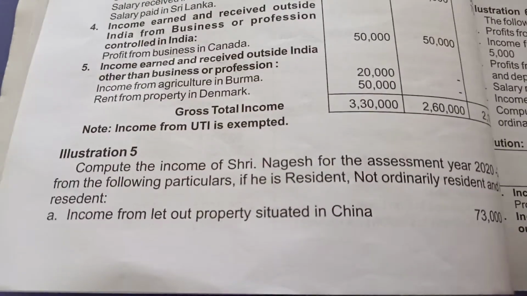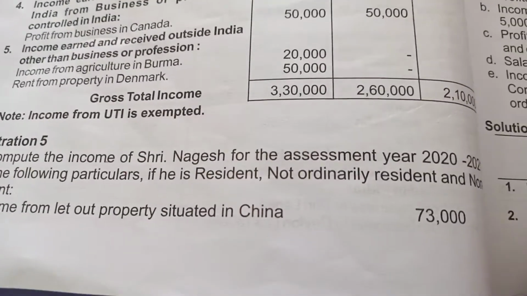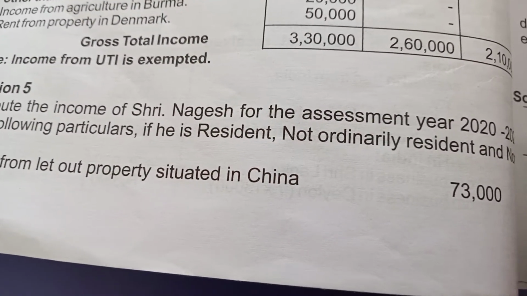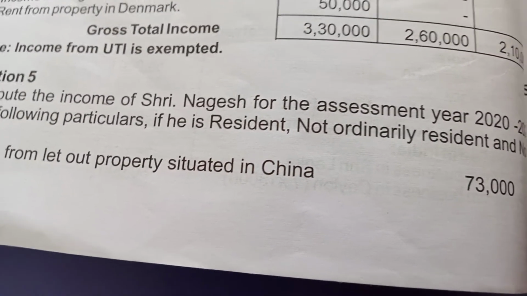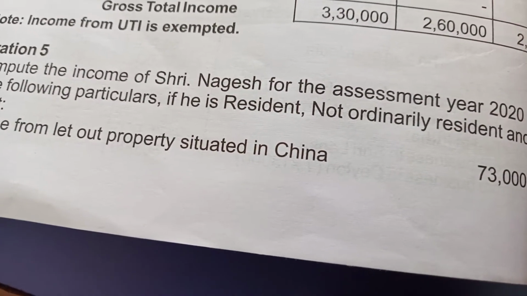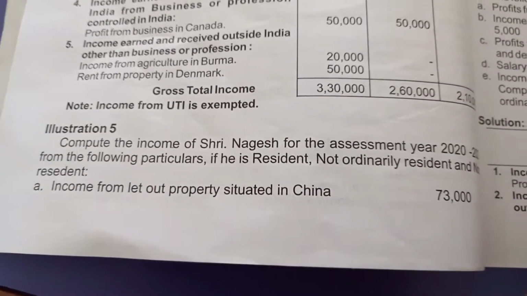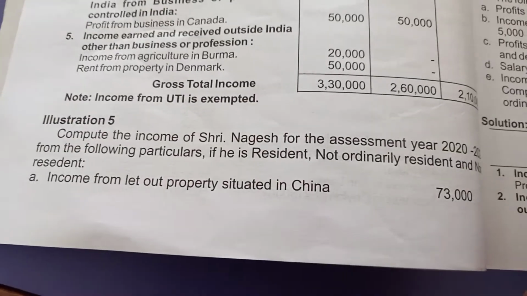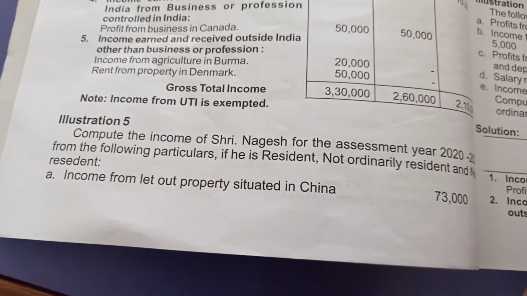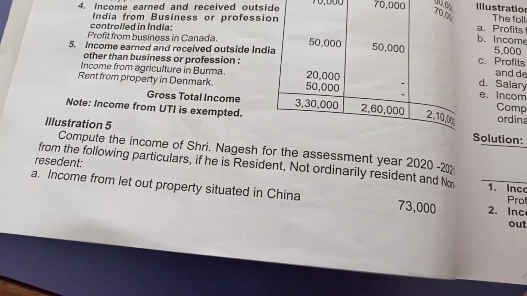Income from let out property situated in China, 73,000. Here if you see, the property is in China, it means the origin of income is also China only. It means that income is earned in China, and where that income is going to be received, the information is silent.